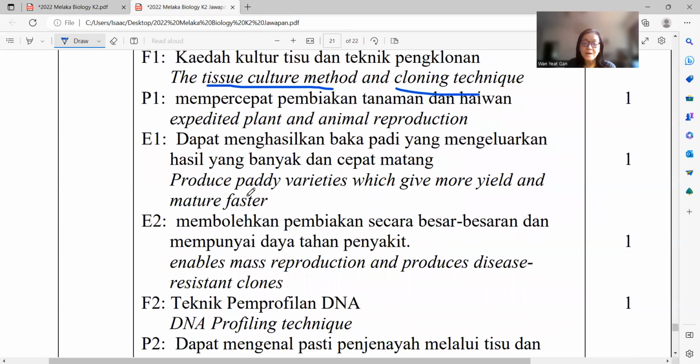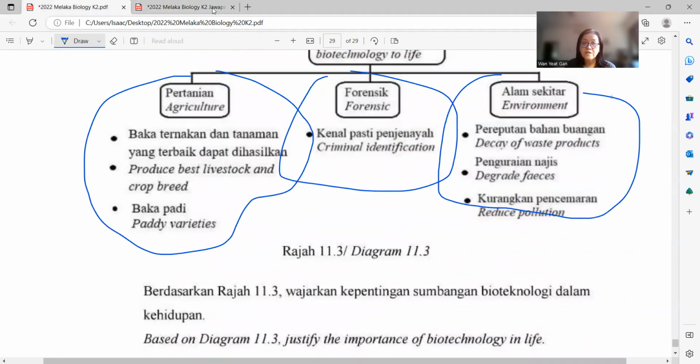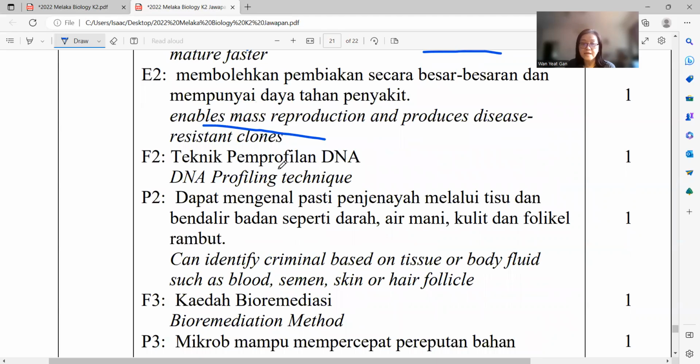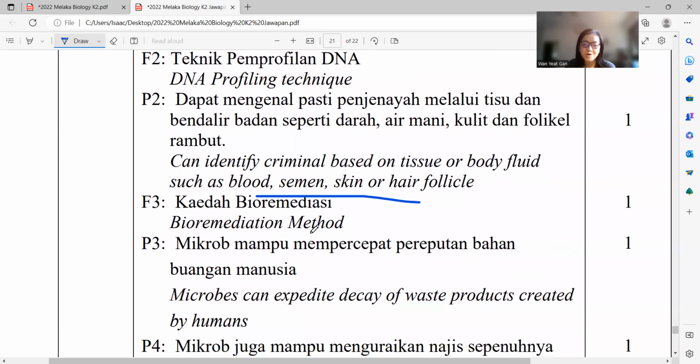Let's say you take the best variety of paddy and then you propagate it using the tissue culture method. That will give you more yield and more mass production of the product, the paddy. Now, the second one is forensic. In forensic, you use the DNA profiling technique. You can identify the criminal based on tissue or body fluid obtained from the place where the incident happened or the crime was committed.